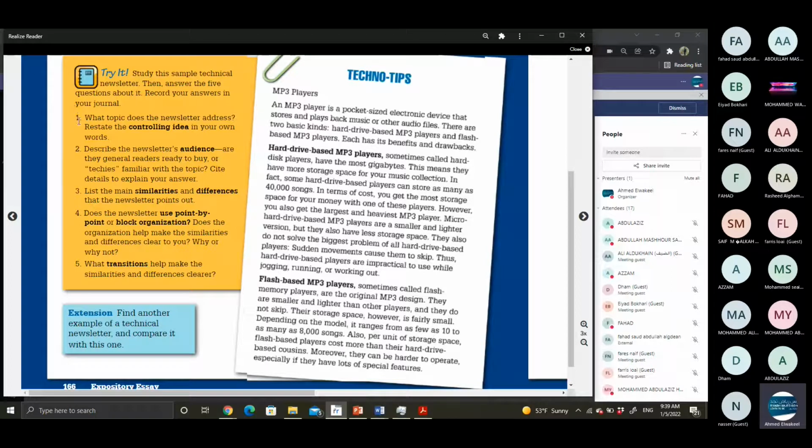Nice. So describe the newsletter's audience. Are the general readers ready to buy, or familiar with the topic? Cite details to explain your answer. And this question here, we just need now to describe who are the audience who would be interested in this techno tips.